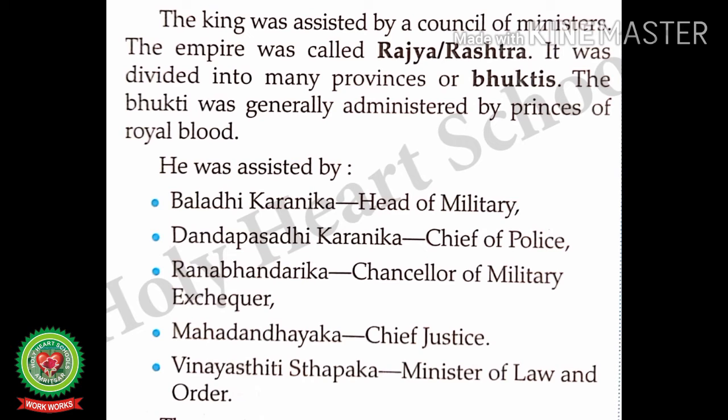The empire was called Rajya or Rashtra. It was divided into many provinces or bhuktis. The bhukti was generally administered by princes of royal blood. He was assisted by Baladi Karnika, head of military, Dand Pashadi Karnika, chief of police, Ran Bhandarika, chancellor of military exchequer, Mahadandyak, chief justice, Vinay Sthiti Sthapak, minister of law and order.